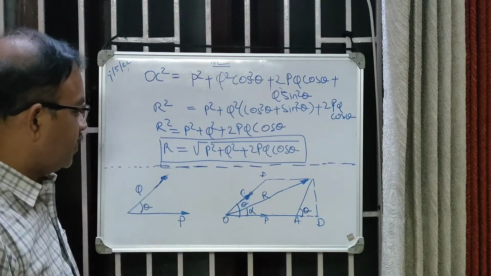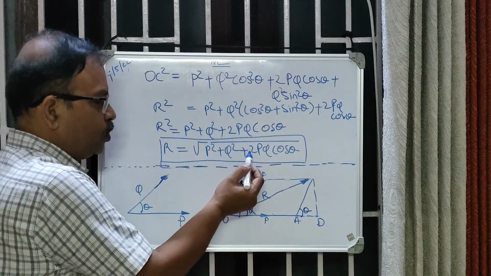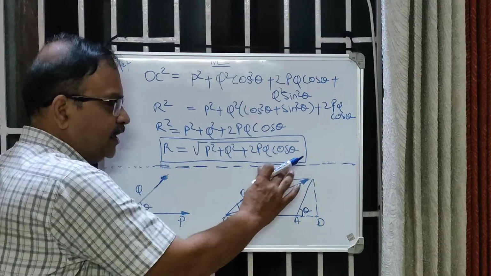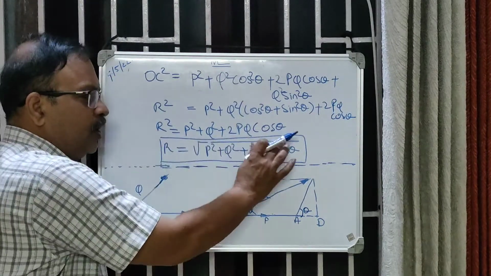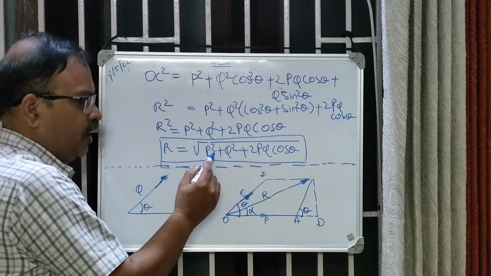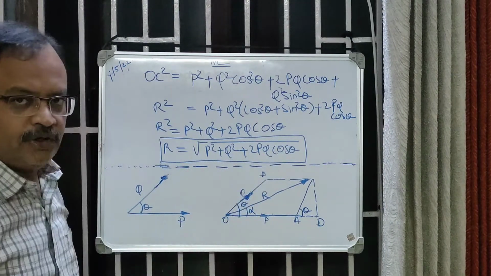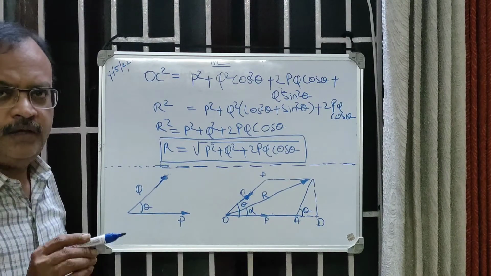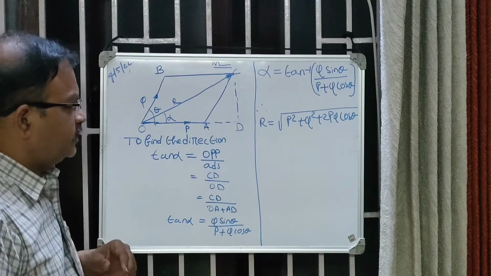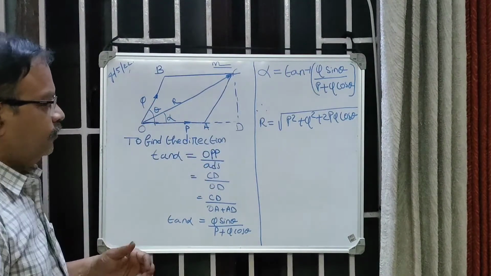So now R is equal to square root of P square plus Q square plus 2PQ cos theta. So this equation gives the magnitude of the resultant force. To find the direction of the resultant, you consider the triangle OCD.